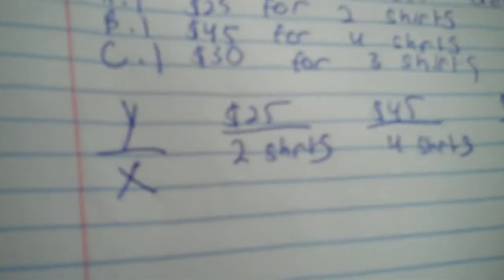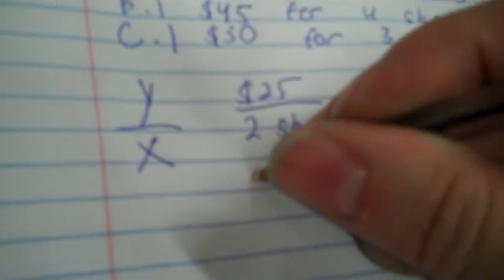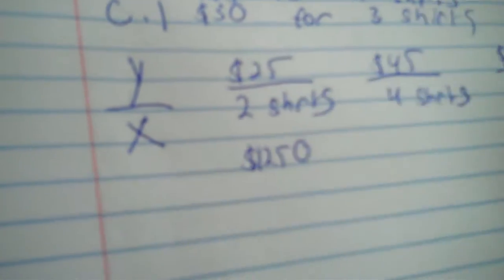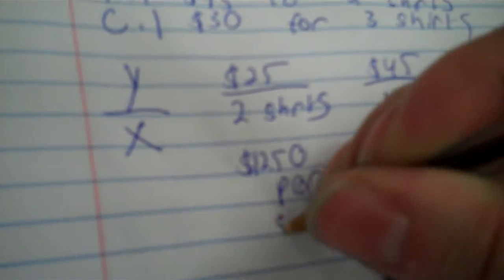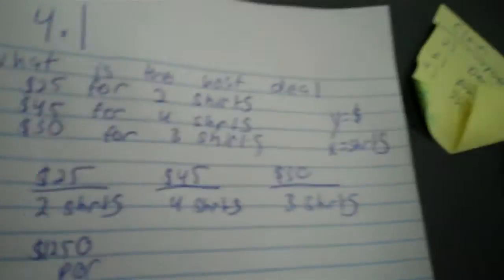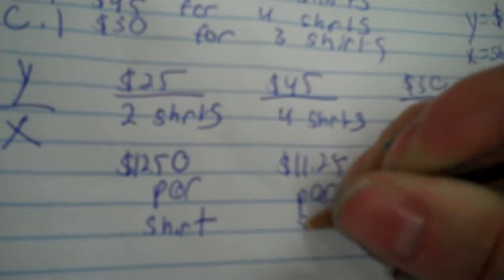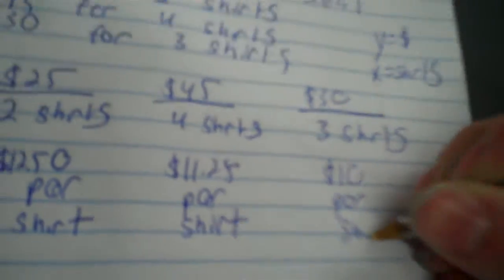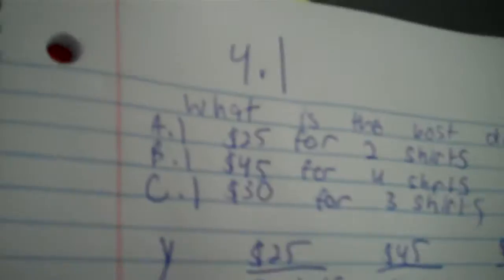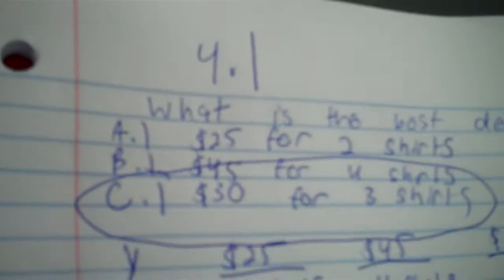So 25 divided by 2 is 12.5, so it'd be $12.50 per shirt. $45 divided by 4 is $11.25 per shirt, and then 30 divided by 3 is 10, so that would be $10 per shirt. So it's quite apparent that letter C is the best deal. So that would be the answer, C.